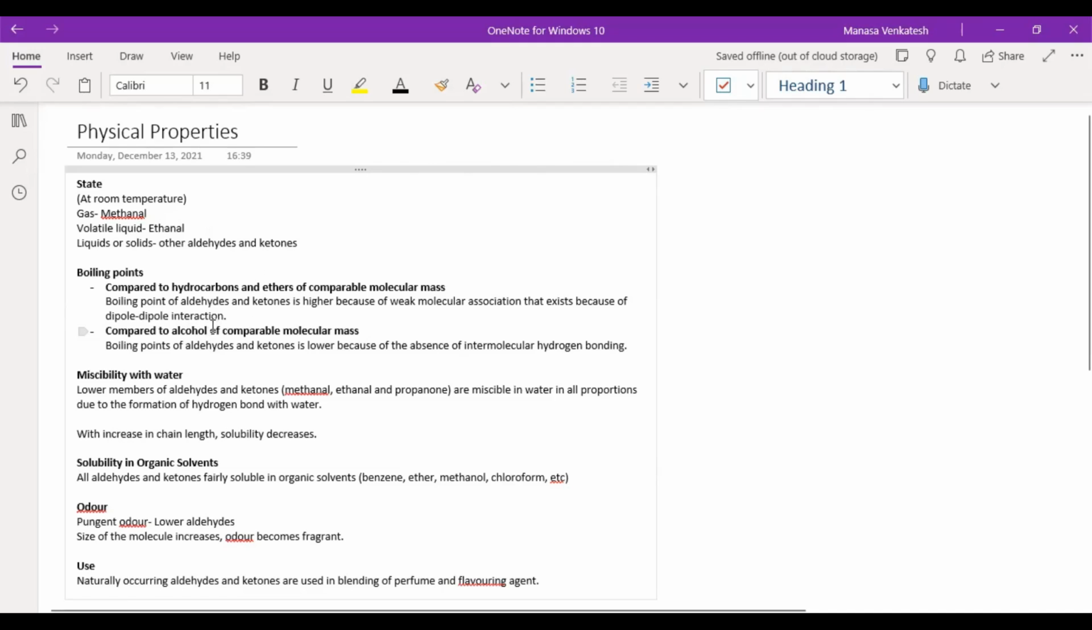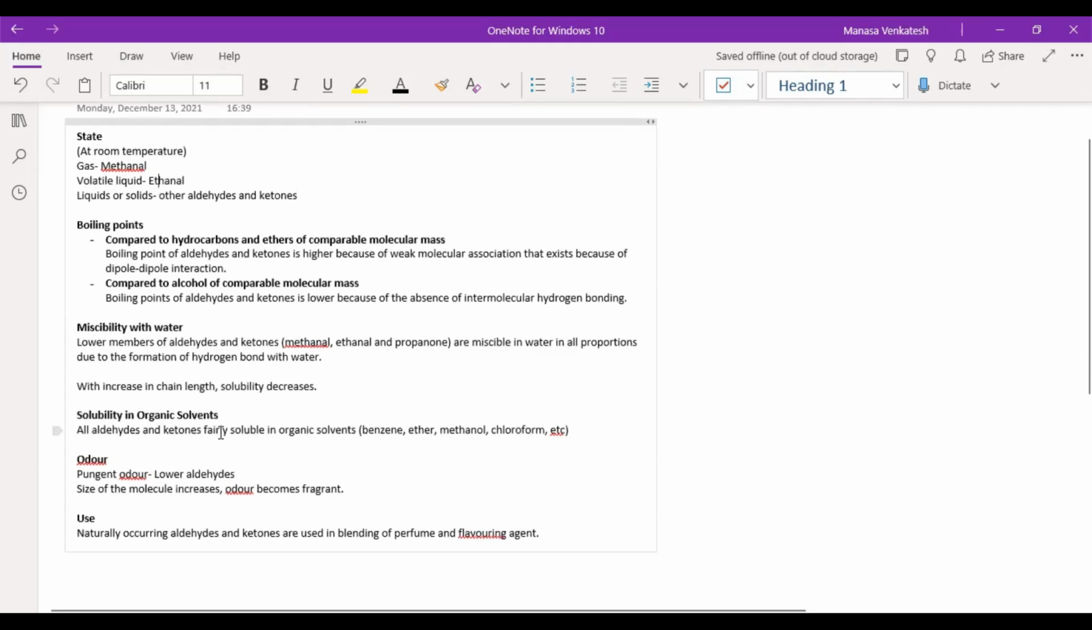And this is because in case of alcohols, we have hydrogen bonding, intermolecular hydrogen bonding, which are much stronger than dipole-dipole interactions. Next is miscibility with water. Now, lower members are miscible with water in all proportions because of the hydrogen bond formation with the water molecules. And when there is an increase in chain length, the alkyl group increases and the solubility is obviously going to decrease. And this is what we observe in almost all the cases. Next is solubility in organic solvents. Aldehydes and ketones are fairly soluble in various organic solvents.